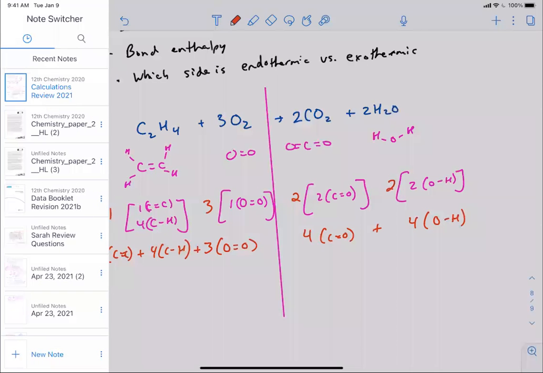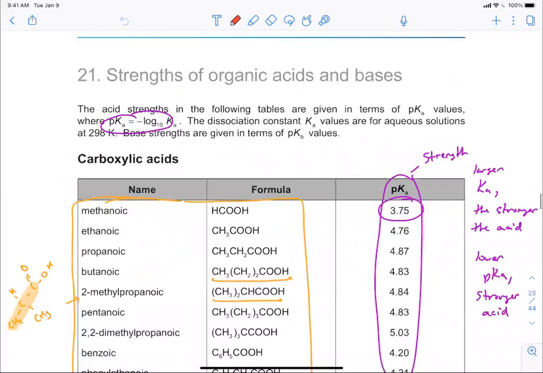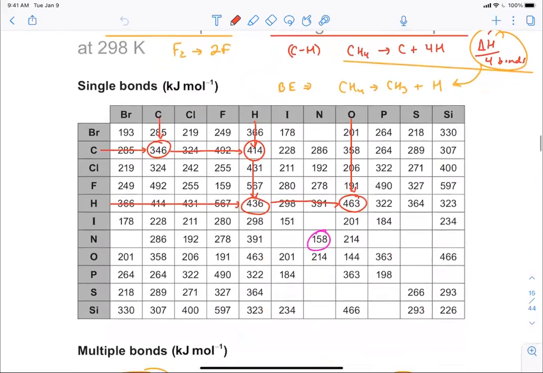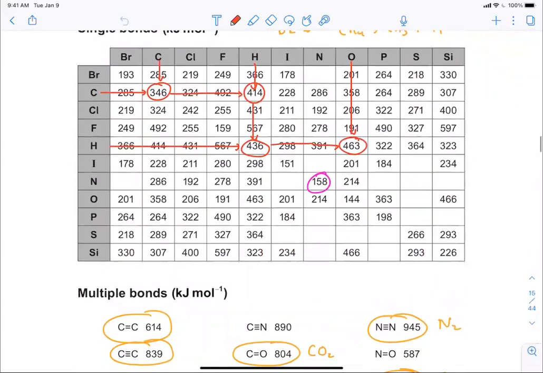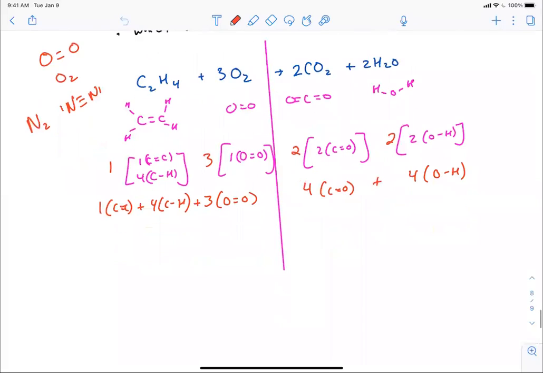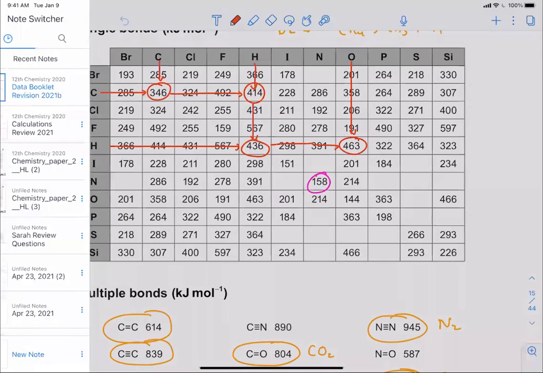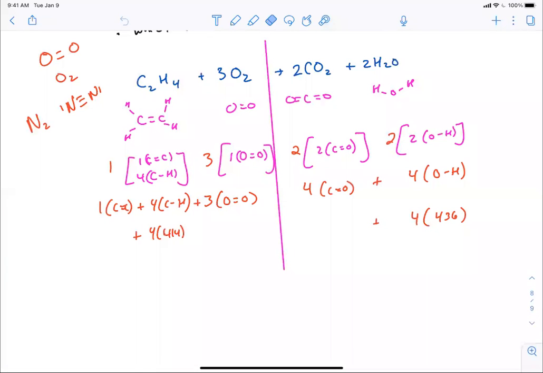And if you look at the data booklet here, there is kind of a cross table for this. And all the single bonds are at the top in this cross table. So C to H is 414. O to H is 463. So I'm going to put some of those in here. So C to H is 414. O to H is 463, sorry. Little backwards moment right there.